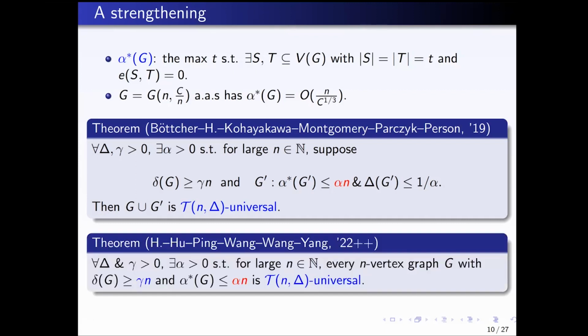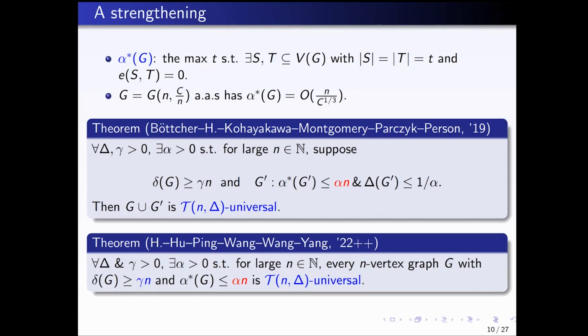And then the slight strengthening, we have submitted, so it should be 2022 or 2023. Now we don't need to distinguish two graphs, or if you still think of two graphs, for the pseudo-random graph we don't need the maximum degree condition anymore. Actually, if you realize that, then you can put them together. You only need one graph G with minimum degree γn and α-star of G at most αn. And this is enough to make it (T,Δ)-universal.